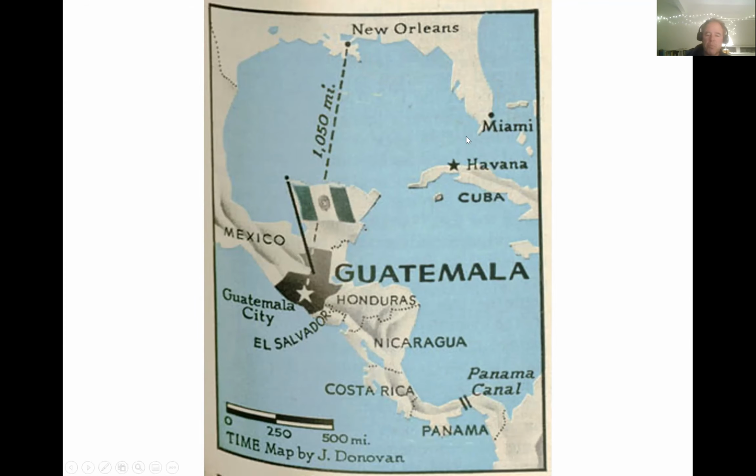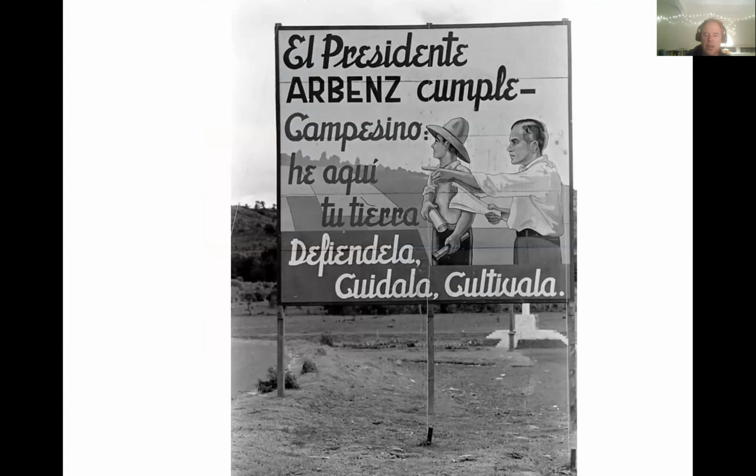This is a map which is promoted during the Eisenhower administration, showing how Guatemala is allegedly a threat to the United States because it's only 1,000 miles from New Orleans. But in any case, U.S. relations with Arevalo's government are pretty good. In 1950, he leaves office according to the Constitution. He is replaced in an election overwhelmingly by his defense secretary, a man named Jacobo Arbenz.